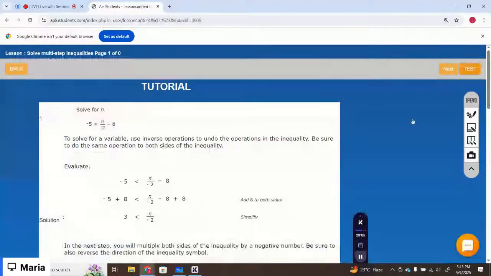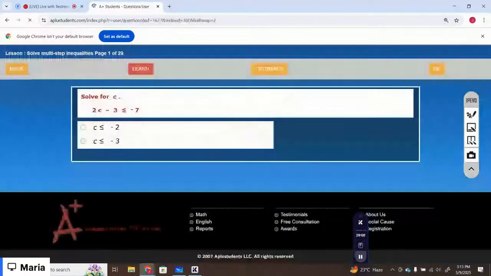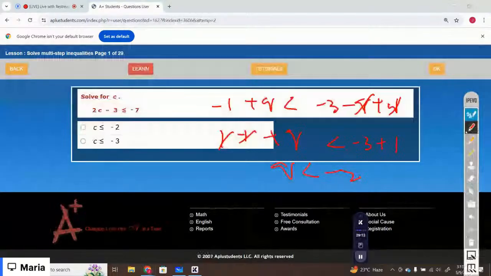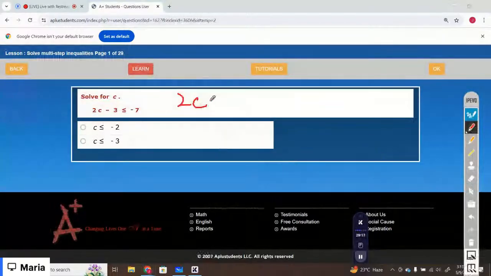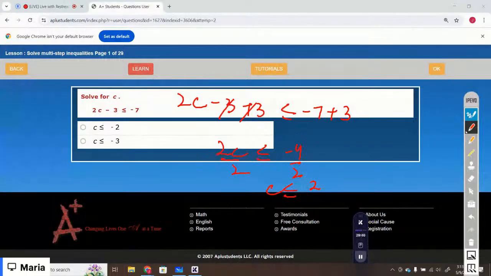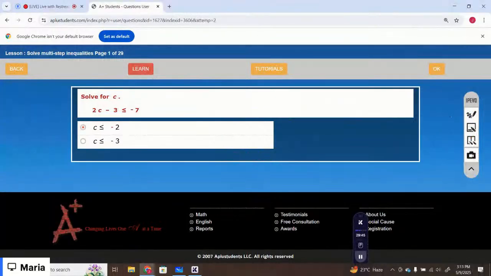Okay, let's just start with the test questions. Solve for C. 2C minus 3 is less than or equal to negative 7. So add 3 to both sides. 2C is less than or equal to negative 4. Divide both sides by 2, so C is less than or equal to negative 2. Option number 1 is the correct option.